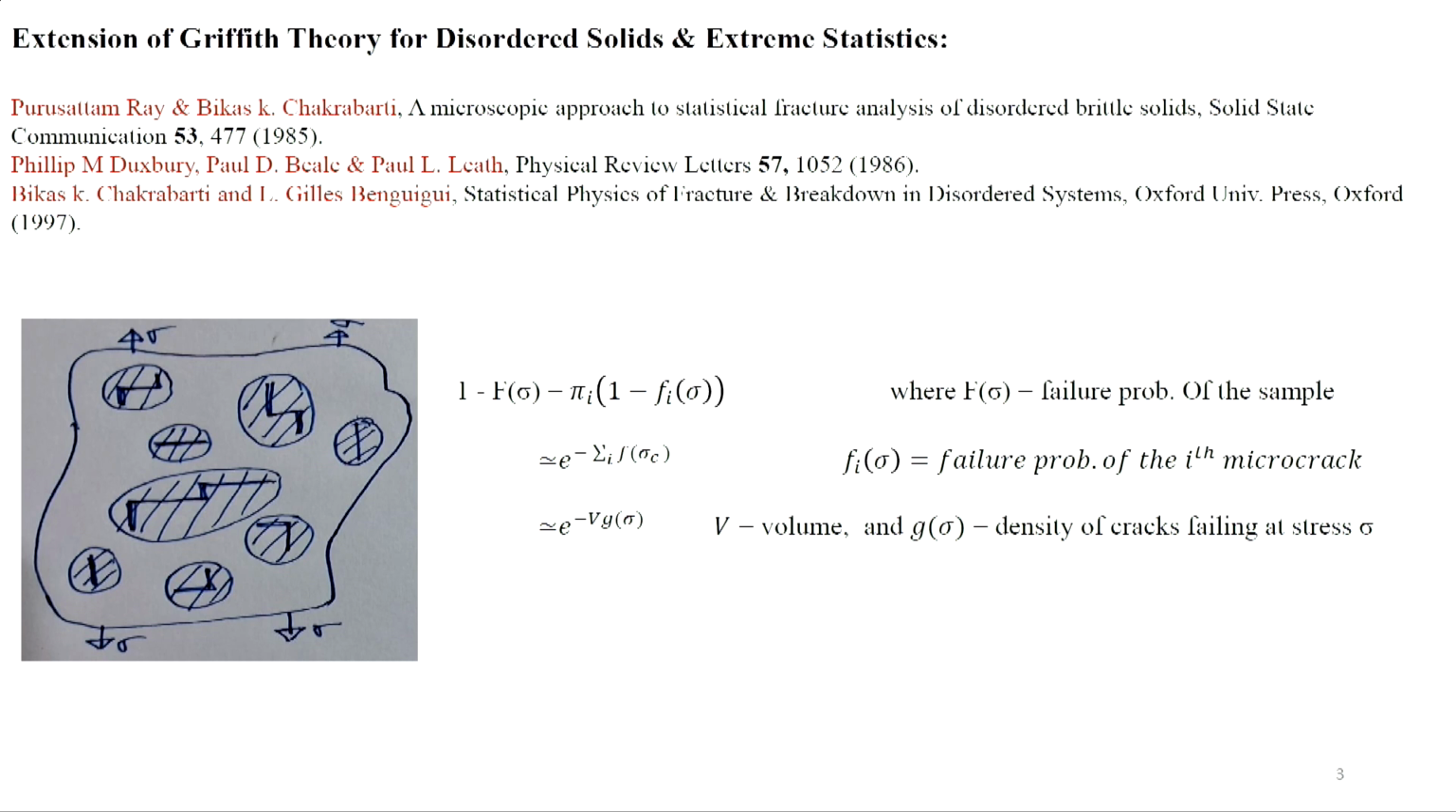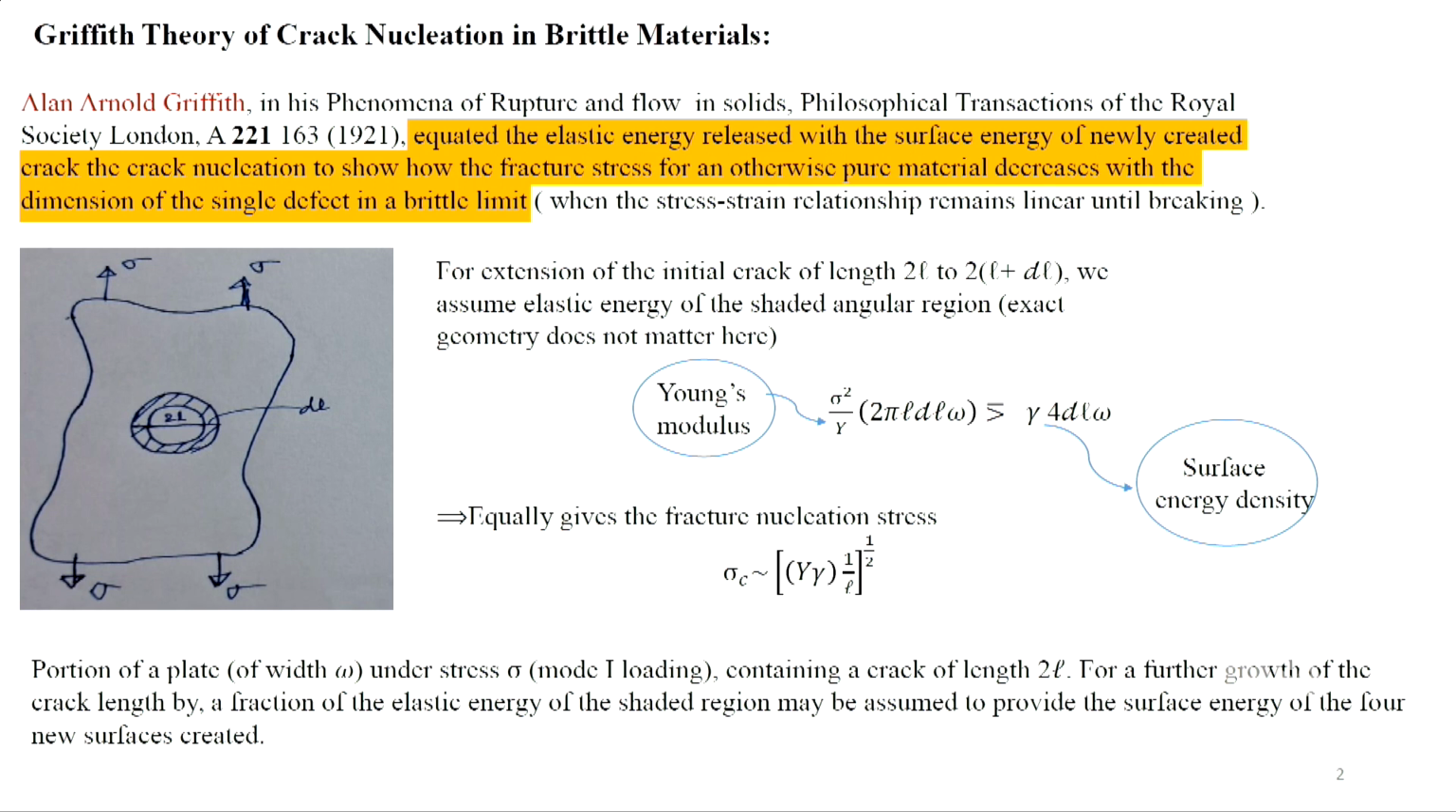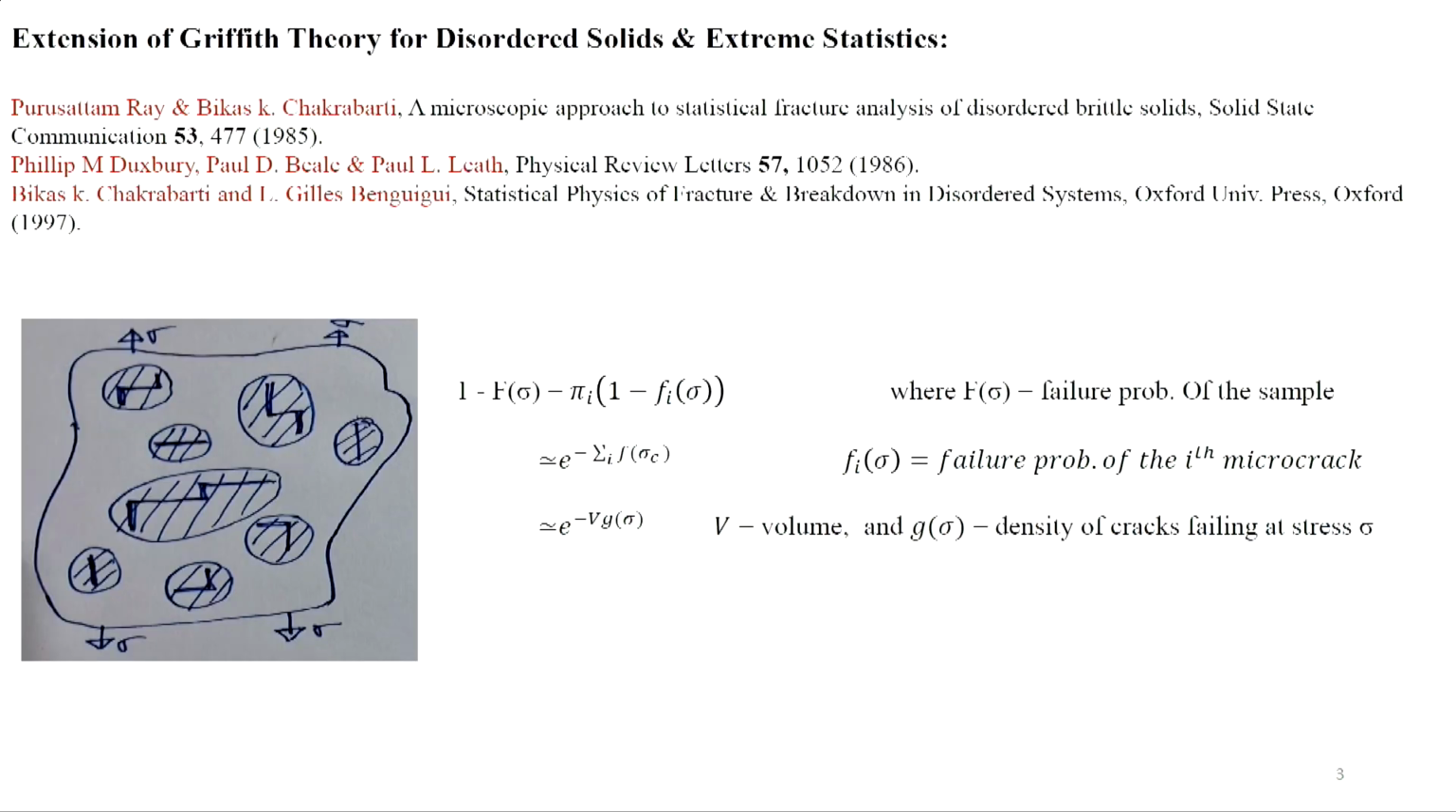So again, the sketch is like this: instead of the previous one with one crack, I am now coming to a disordered sample where there are many, many microcracks of different shapes and sizes, and typical elastic energy release regions, say, are not overlapping. So they are independent. Now, the failure probability of the sample, capital F of sigma, under stress sigma, can be derived this way.